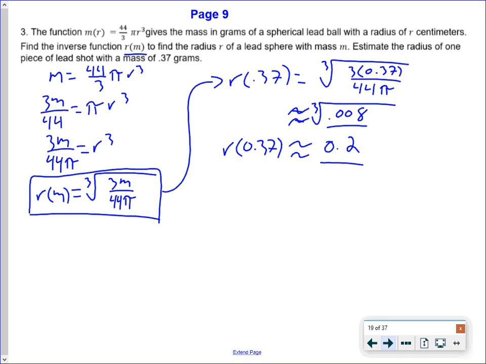And then we need to plug in a mass of 0.37, or M equals 0.37. You plug that into the equation, and then when you solve it out, you're going to get approximately 0.2 for your answer.